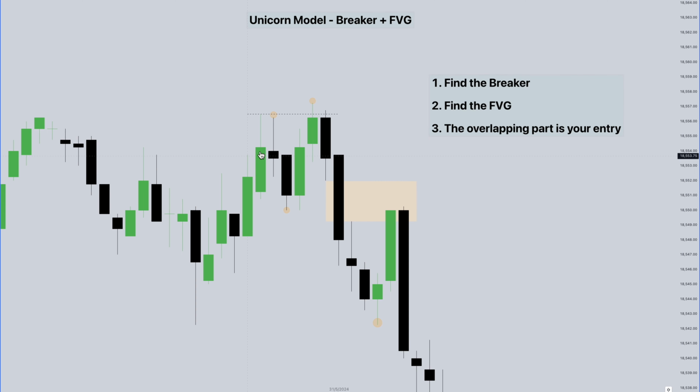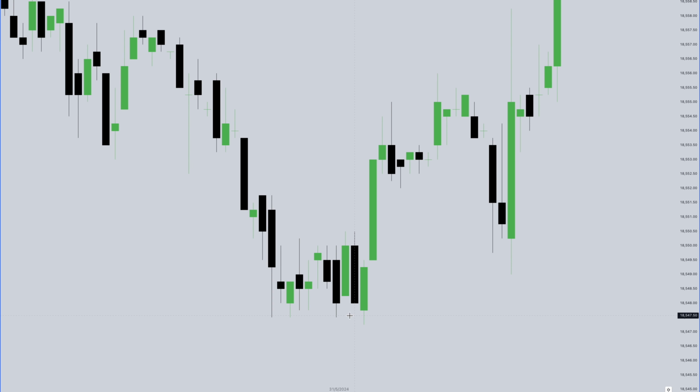So you need to find the breaker, the down close candles. You need to find the fair value gap right here. And the overlapping part, that is your entry. And you see price displaces lower, leaving a fair value gap, comes back into the breaker. Exactly, the bodies are respecting the bottom of the breaker. And then it moves away. Let's take a look at the bullish example.